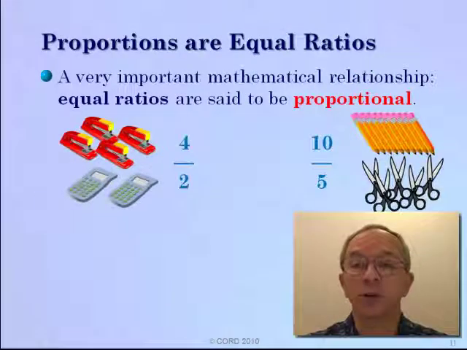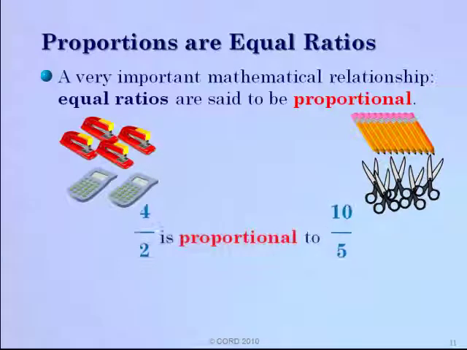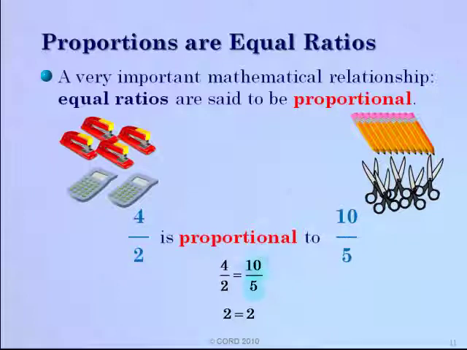Now, proportions are equal ratios, and the concept of a proportion is very important in mathematics and very important for you in solving your problems in photonics. So we have, for example, 2 ratios, 4 over 2 and 10 to 5. Those are said to be proportional because they're equal. 4 over 2 is equal to 10 over 5. They both have a value of 2.